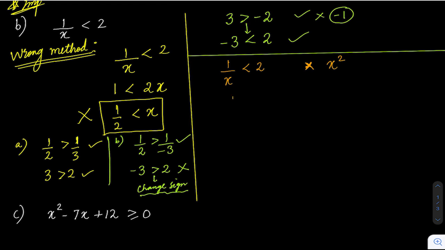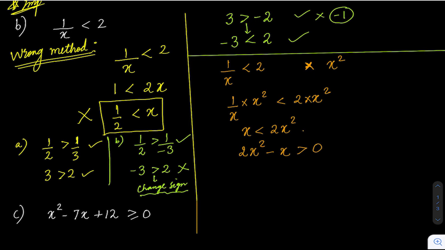Got it? So now we will multiply everything by x square. So 1 by x times x square, okay, let me write, and 2 times x square. So we will multiply both sides by x square, and we don't have to change the sign. So now what I am getting is, not 1, this is x, x is less than 2x square. Or if you take this x to the right side, you will get 2x square minus x is greater than 0.